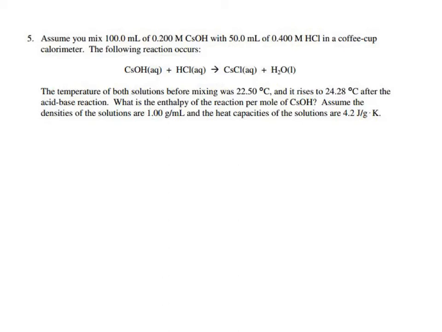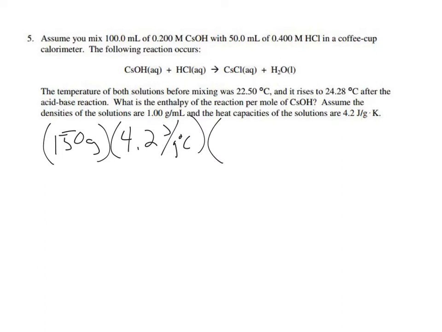Okay, if we mix two aqueous solutions and the temperature of the water goes up by a couple of degrees, what is the enthalpy of reaction per mole of cesium hydroxide? Well, we know that we have a total of 150 grams of solution, because it's 100 of one and 50 of the other. And we're told that the heat capacity of the solution is 4.2 joules per gram per degree Celsius, very similar to that of water, which makes sense since it's mostly water. And the temperature change is 24.28 minus 22.5. We get an energy change of 1121.4 joules that was absorbed by the water, which means that's how much was released in the opposite direction.